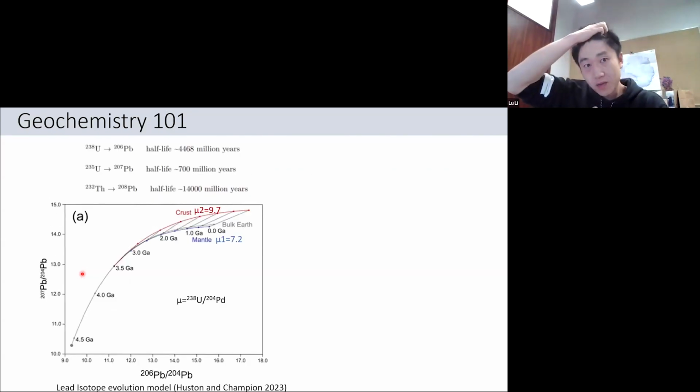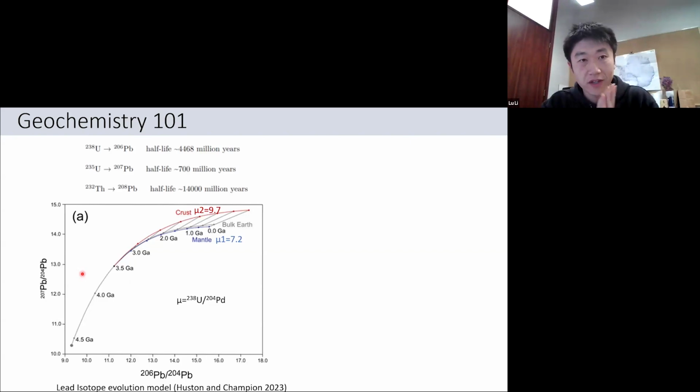Okay, so before we jump into data, let's go through some geochemistry 101, and if I say something wrong, please bear in mind it's not really my field. So today we're mainly going to look at the uranium and lead system. Basically, uranium performs decay into different lead isotopes.